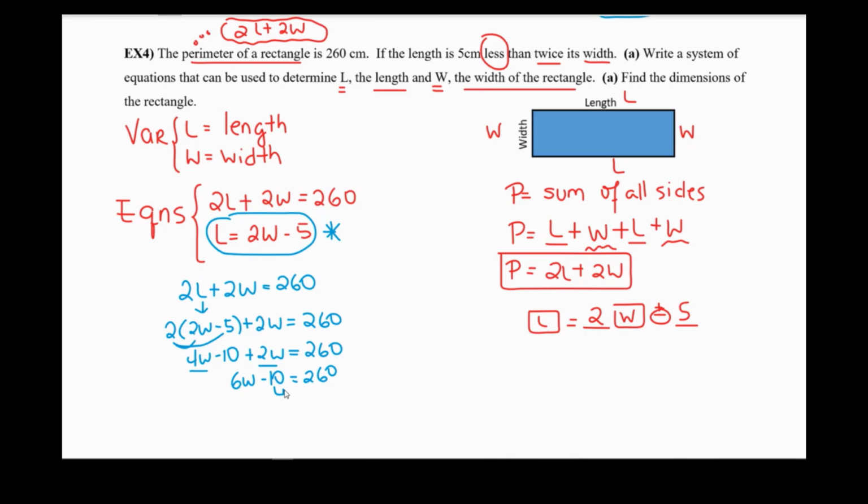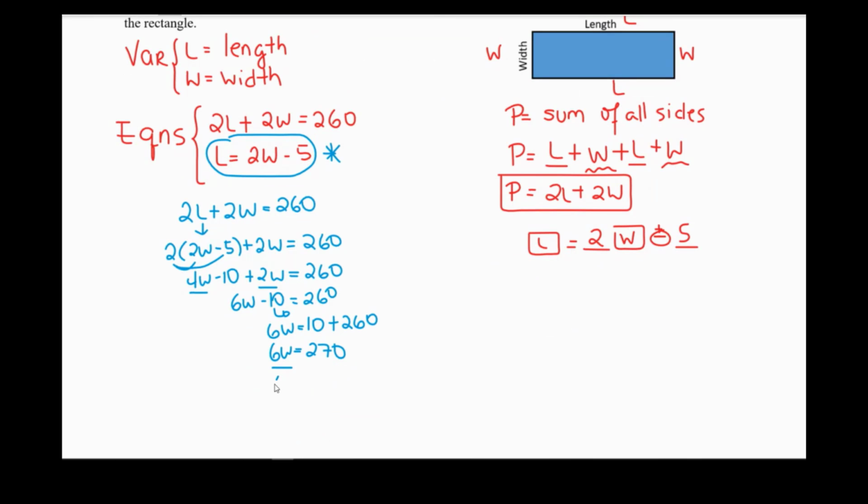We're going to move the 10 to the other side. So this would be 6W equals 10. Bring down the 260. So we got 6W equals 270. We're going to divide both sides by 6. This would be W equals 45. And then we're going to copy the star.